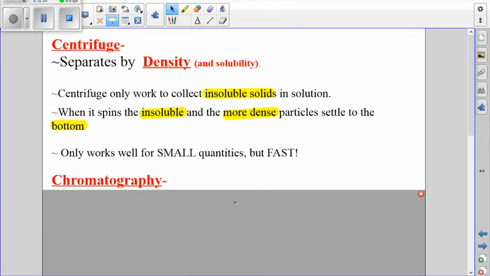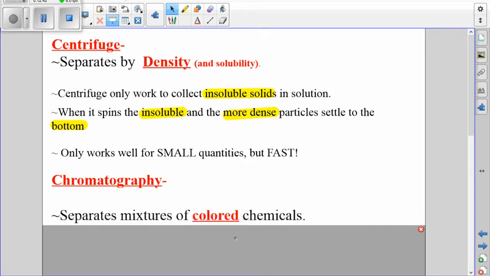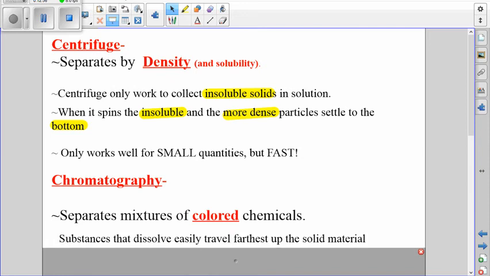So let's talk about chromatography real quick, and then we're going to talk about what the deal with the paper towel is. Chromatography separates mixtures of colored chemicals. So, for example, a marker. Substances that dissolve easily will travel the farthest up the paper, the solid material. So here's our marker from earlier. Look how wet this paper is. So you see how it carried all the colors all the way up.